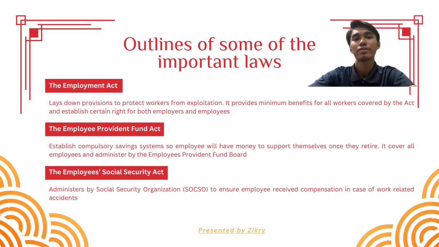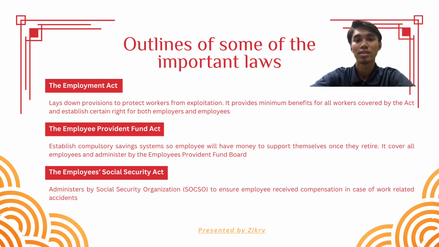Okay, so here is the outline of some of the important laws. Firstly is the Employment Act. The Employment Act lays down provisions to protect workers from exploitation. Maknanya dia protect workers ni daripada sebarang eksploitasi. It provides minimum benefits for all workers covered by the Act and establishes certain rights for both employers and employees. Maknanya dia establish certain hak untuk employers dengan employees.